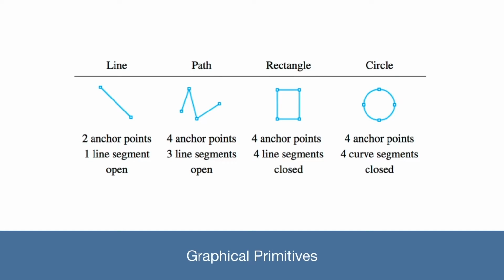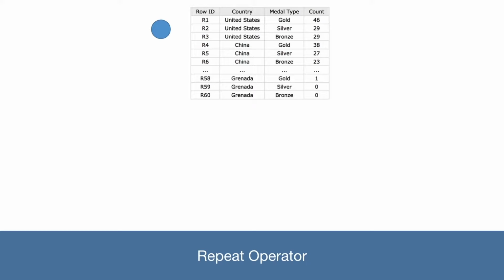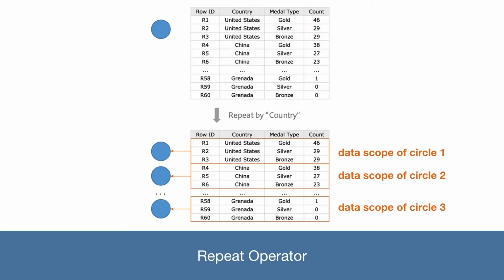And then we have two generative operators here. The first one is called repeat. So here we are looking at a sample data set. It's 2012 Olympic medals by country and also by medal type. So we can repeat a circle, for example, by any categorical data variable.